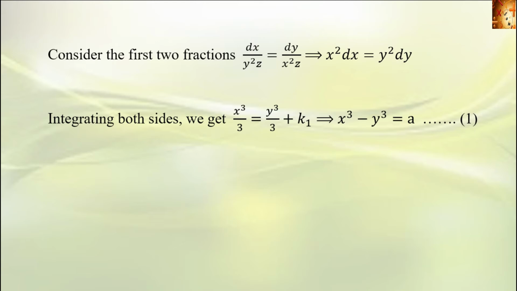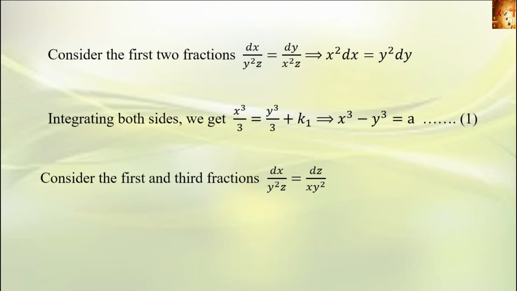Similarly, considering any two fractions we get v. Let's see. Here I am considering the first and third fractions. That is dx divided by y square z equal to dz divided by xy square. Here y square is a common term, so cancel each other and cross multiplying I will get x dx equal to z dz, which is in the variable separable form.